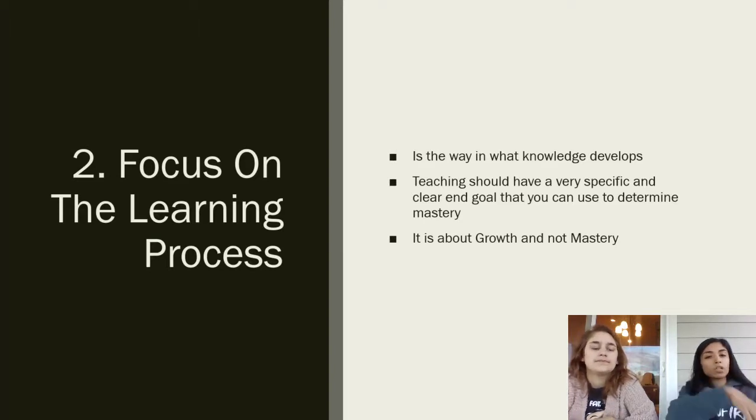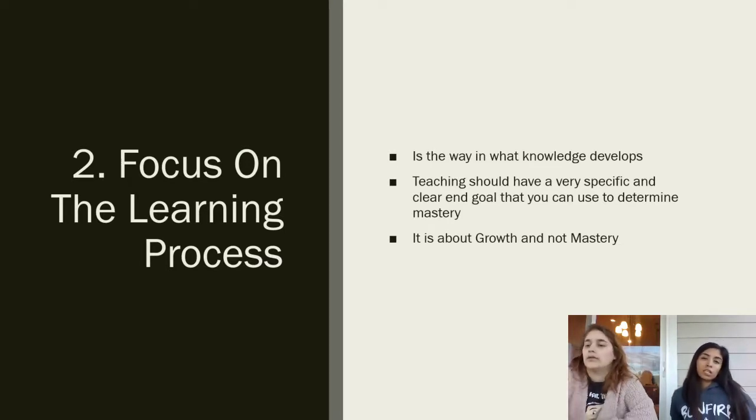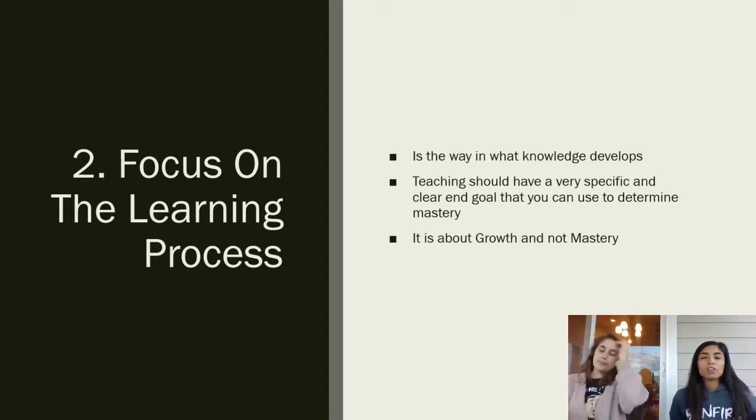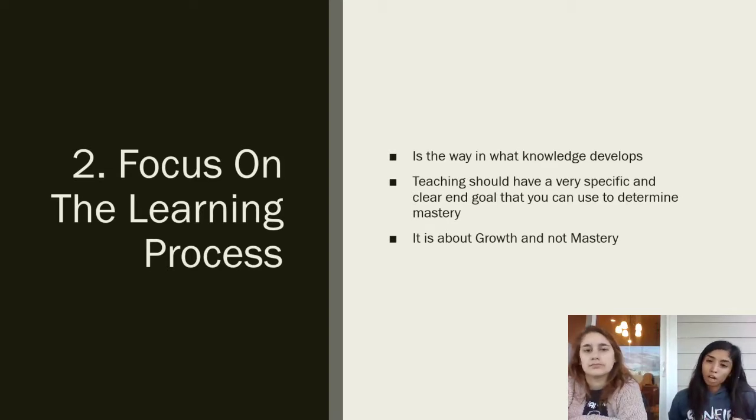Number 2 was focus on the learning process. It's a way in which knowledge develops. Teaching should have a very specific and clear end goal that you can use to determine mastery. It is about growth and not mastery. The way I saw this one was that as long as the student is learning, they might not be at the same level as other kids with a deeper understanding, but as long as they're learning and moving up a little bit, that's all that matters. Because we all know that as ELLs, it could be hard.